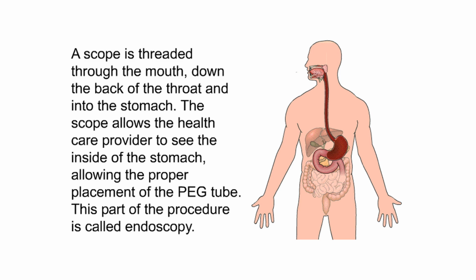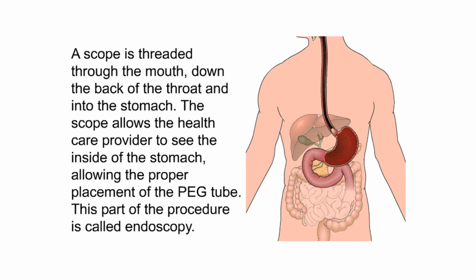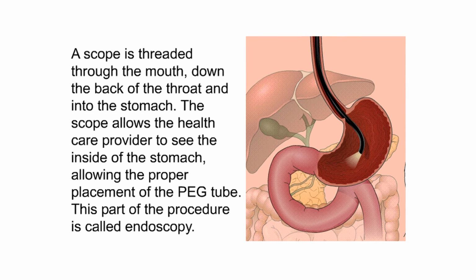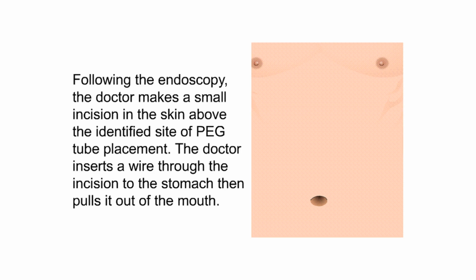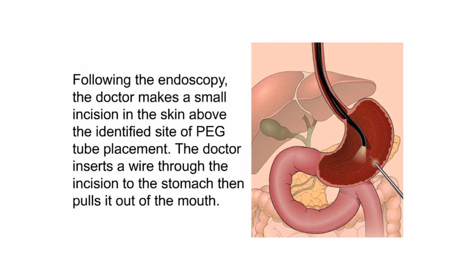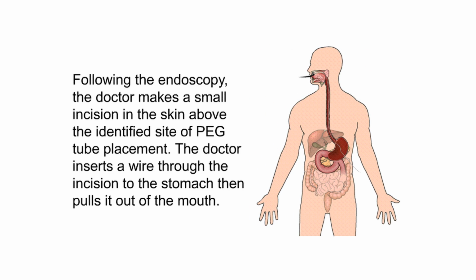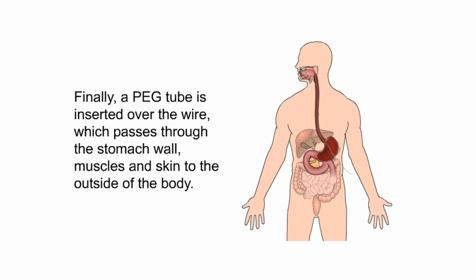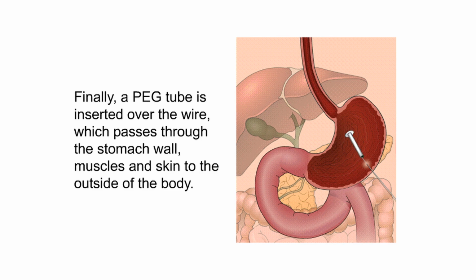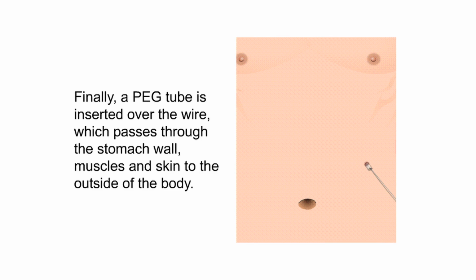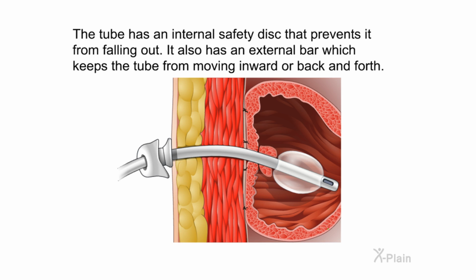A scope is threaded through the mouth, down the back of the throat, and into the stomach. The scope allows the healthcare provider to see the inside of the stomach, allowing the proper placement of the PEG tube. This part of the procedure is called endoscopy. Following the endoscopy, the doctor makes a small incision in the skin above the identified site of PEG tube placement. The doctor inserts a wire through the incision to the stomach, then pulls it out of the mouth. Finally, a PEG tube is inserted over the wire, which passes through the stomach wall, muscles, and skin to the outside of the body. The tube has an internal safety disc that prevents it from falling out. It also has an external bar, which keeps the tube from moving inward or back and forth.